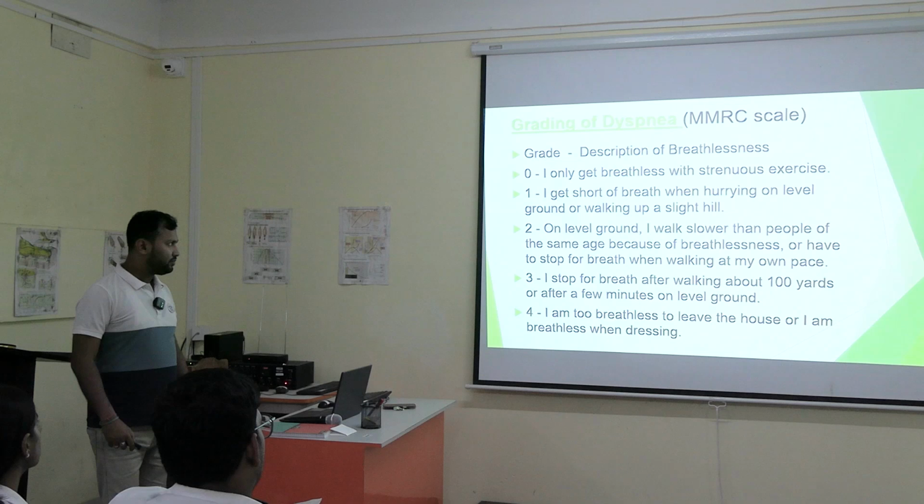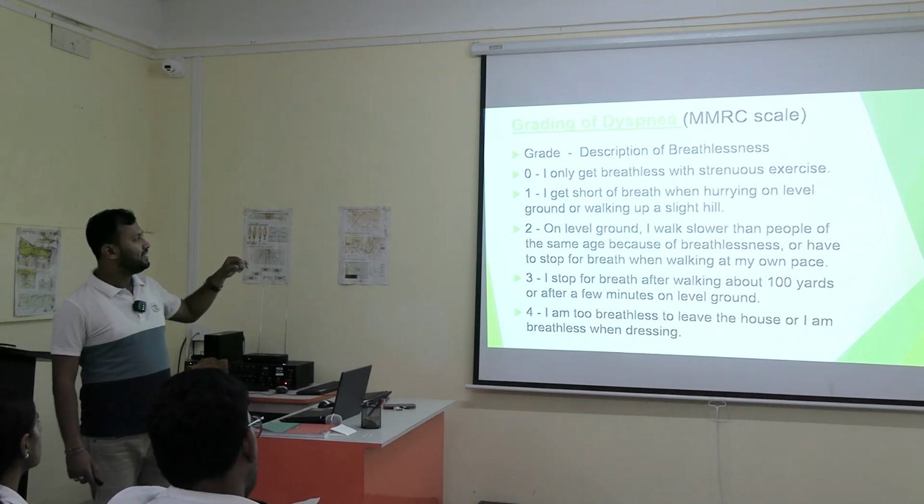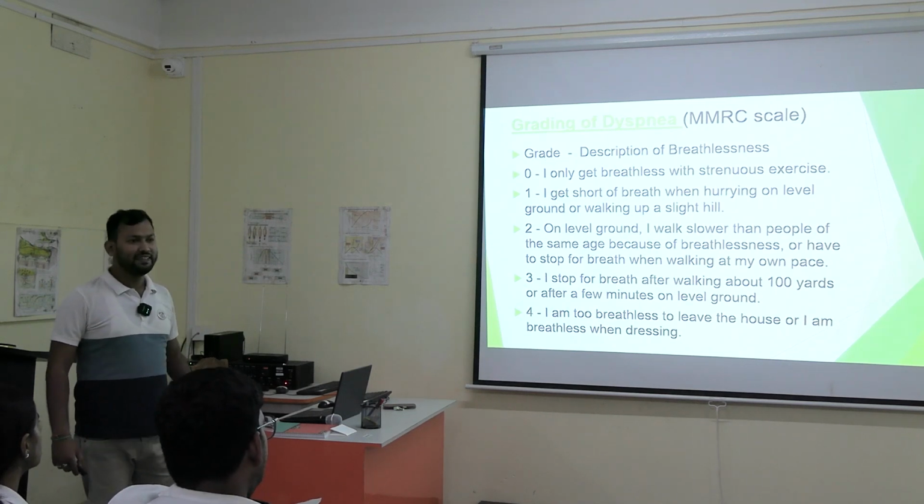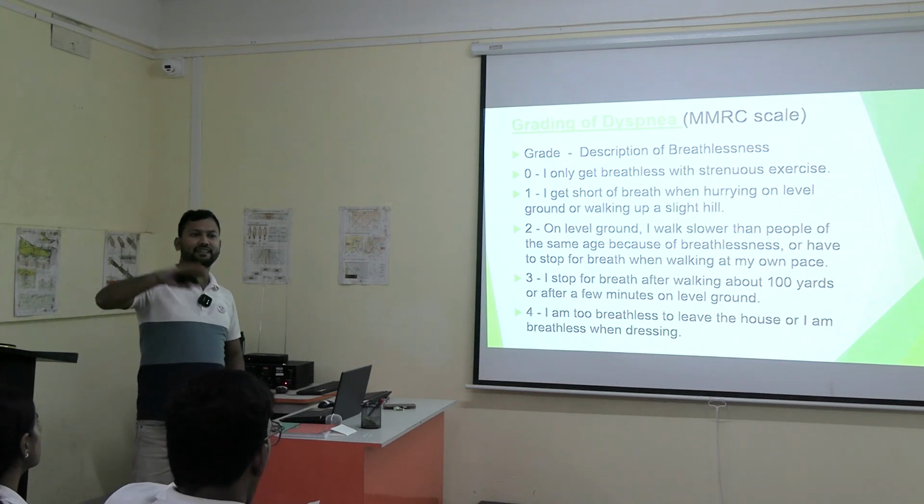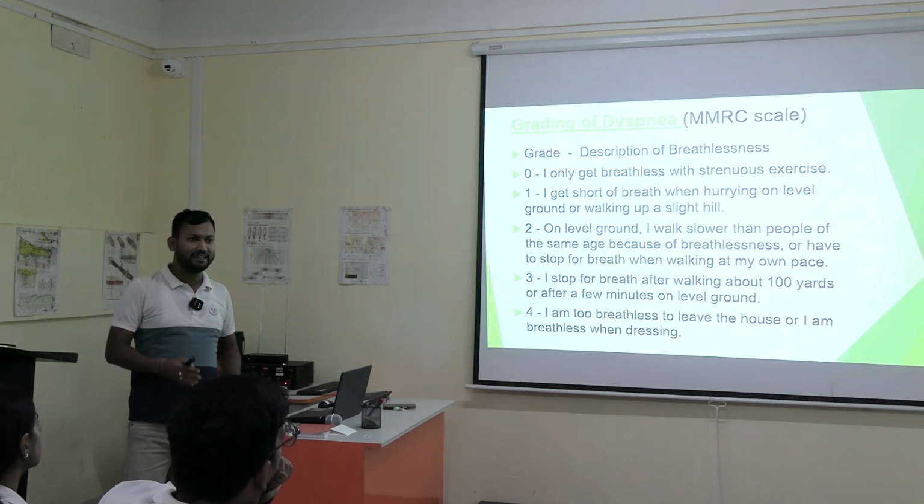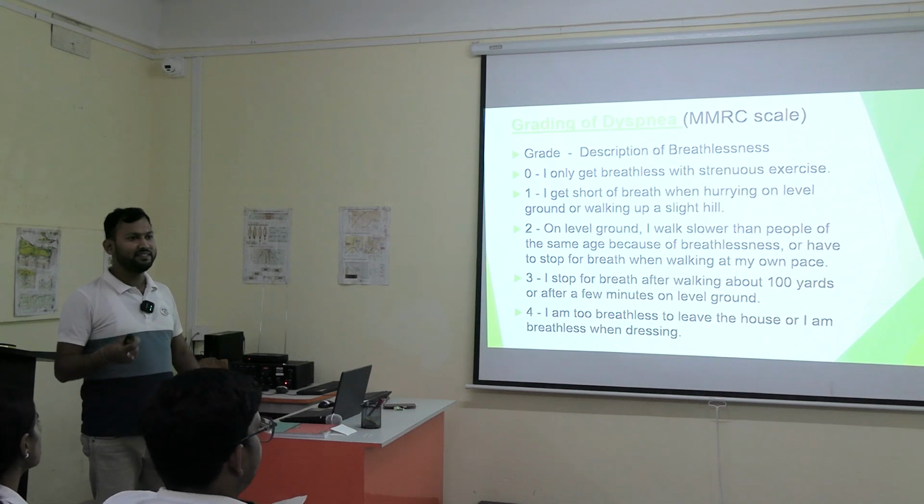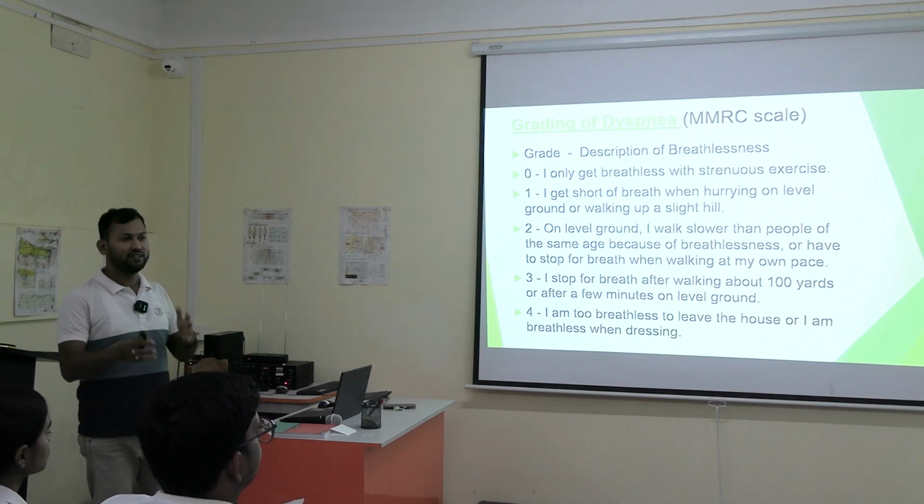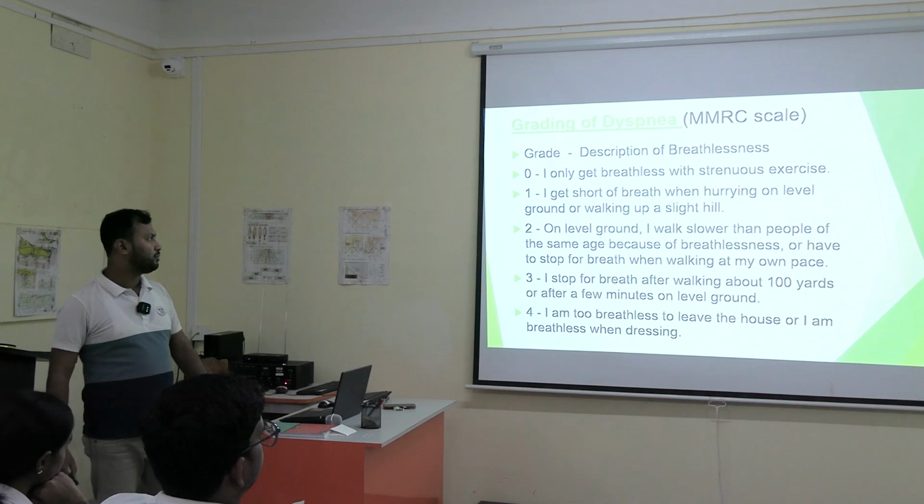Then stage 1, I get short of breath when hurrying on level ground or walking up a slight hill. Like the person is walking up a slight hill or hurrying on normal ground. So that is a disease condition. So the disease is progressing. This is a little bit, but the disease is progressing.